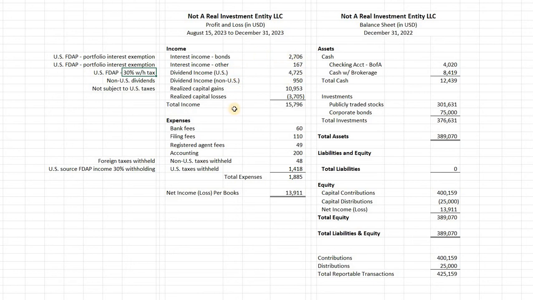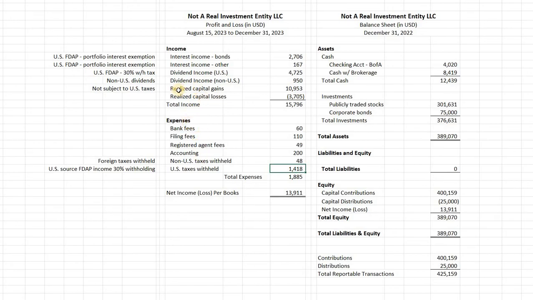So we can see here, these are the gross amounts of investment income, and then the expenses down here, the registered agent fees, the filing fees to set up the LLC, some bank fees, other accounting fees, and so on. And then the U.S. income taxes withheld. This is an important one, right? This is 30% of the U.S. source dividend income. And then lastly, the capital gains or losses.